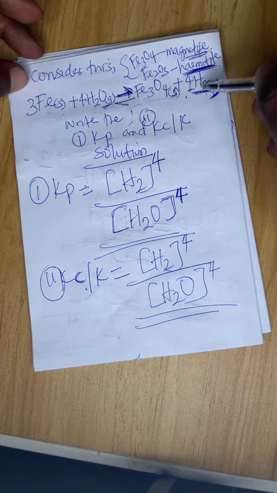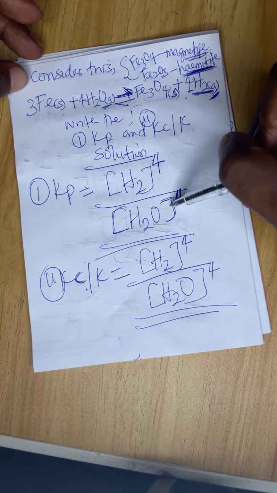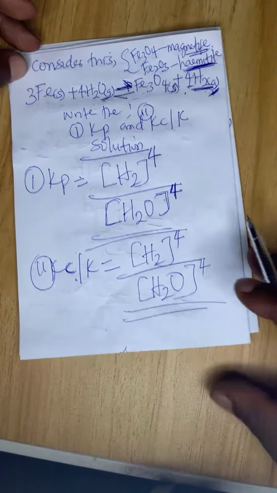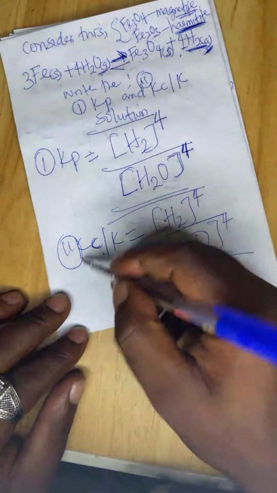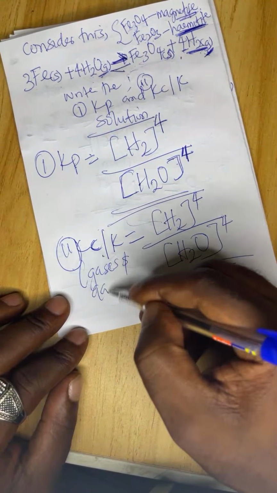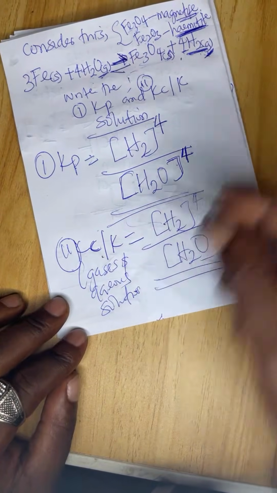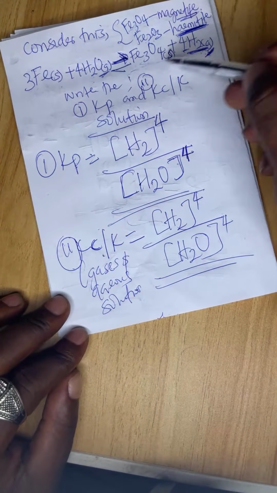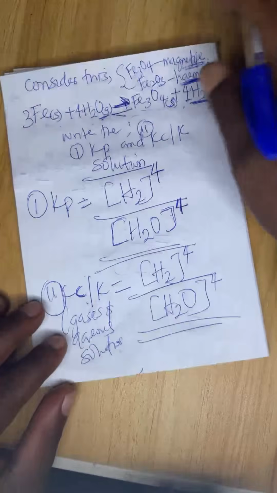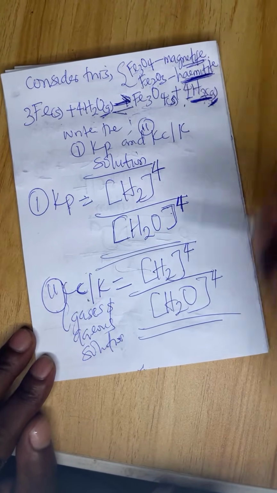But let me just say it again. If you want to write Kp, I already told you it is product over reactant. The second one is the same thing. We only consider gases and aqueous solution now. But the question is, is there aqueous solution here? No. We only have gases. I only pick this guy. That's why I put H2 raised to power 4.